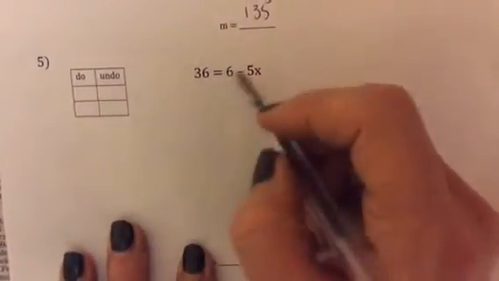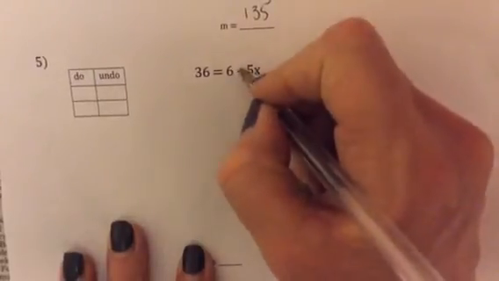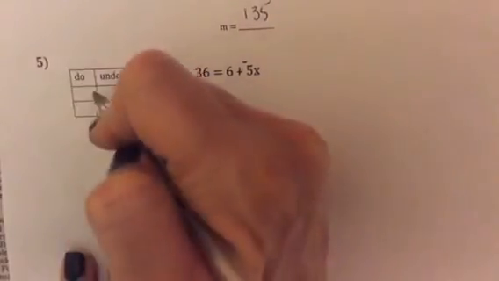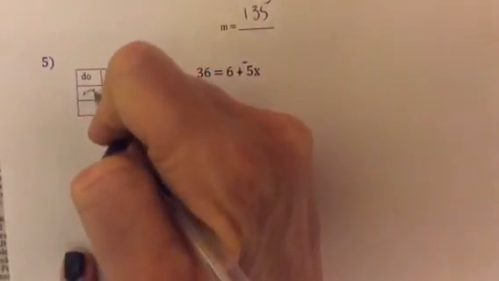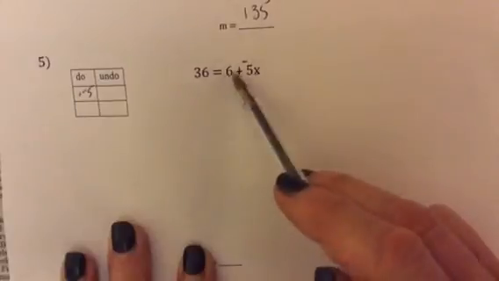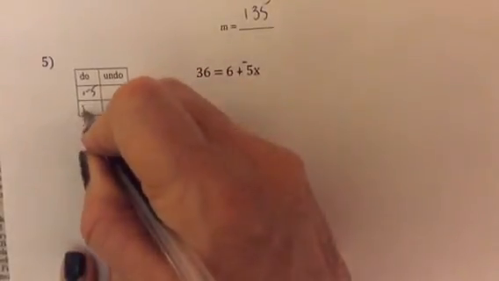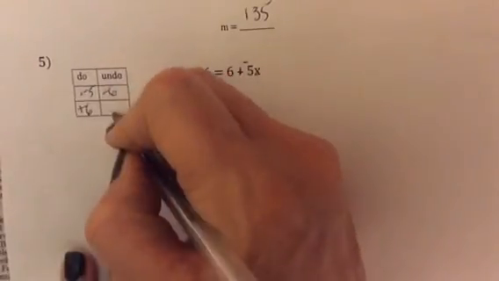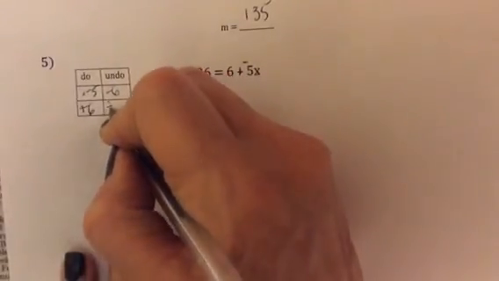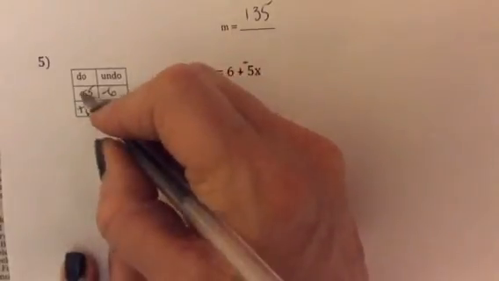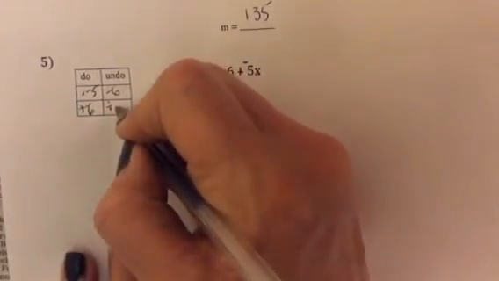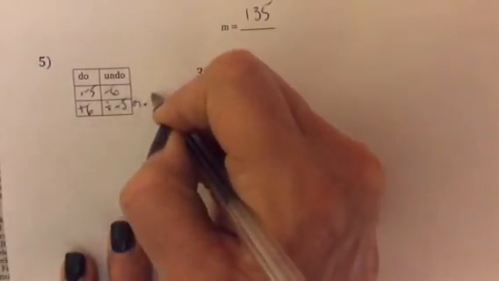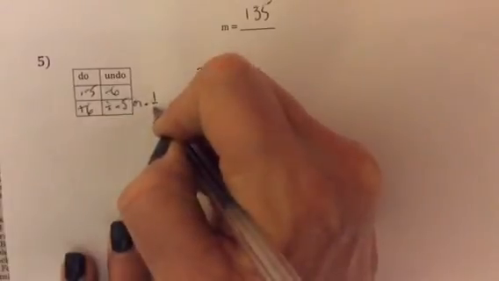The do-undo. Okay, what's being done to the x? Well, first of all, I'm going to change that to plus a negative 5 so that I know x is being multiplied by negative 5. And then we're adding a positive 6. So let's put plus 6. Undo, I'm going to do minus 6 first, and then the opposite, or the multiplicative inverse, of multiplying by negative 5 is dividing by negative 5, or multiplying by that multiplicative inverse, negative 1/5.